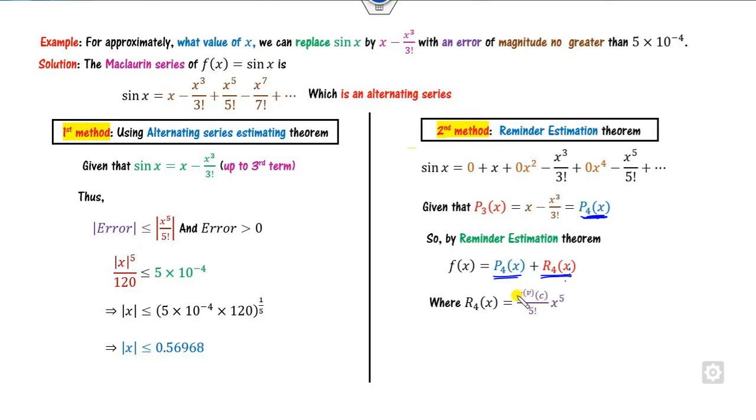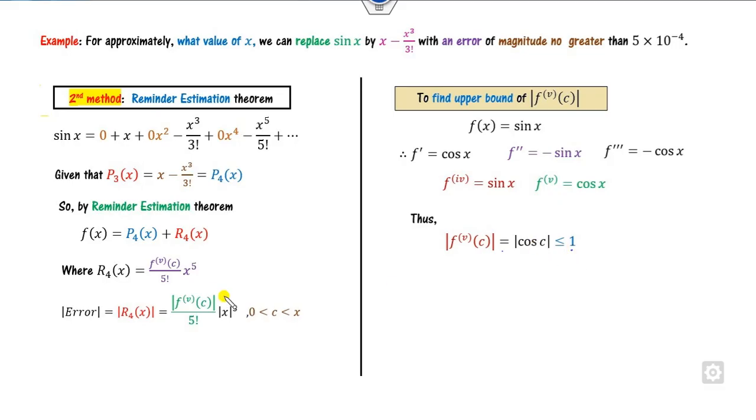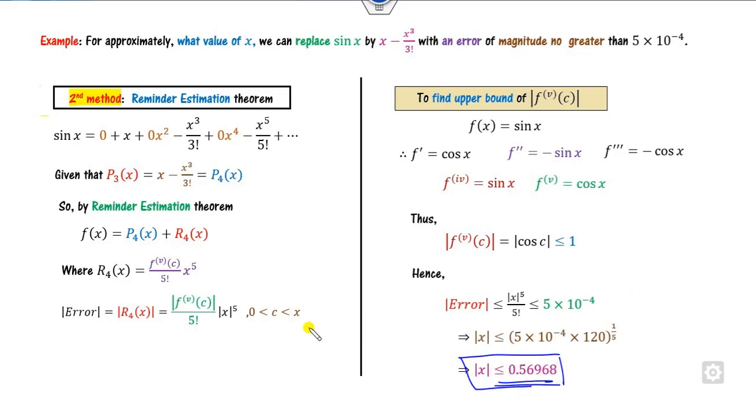The rest of the part is simple. You can take the error. Error is nothing but the modulus of R4. Your target is to find the fifth derivative of sin x, so you can take the upper bound of this. We can take the fifth derivative. You can find the absolute value, which is less than 1. Substitute here. So the error is less than modulus of x raised to power 5 over 5 factorial, and it is given to be no more than 5 into 10 raised to power minus 4. Based on that, you can find the value of x. You will get the same answer as by method 1.